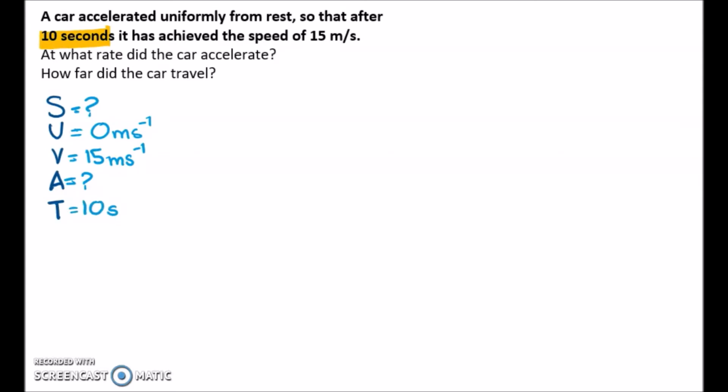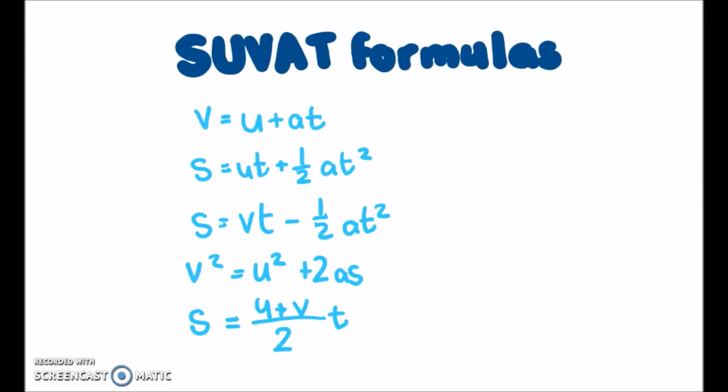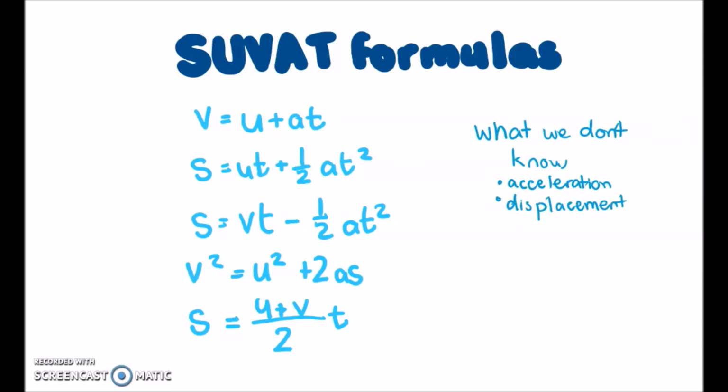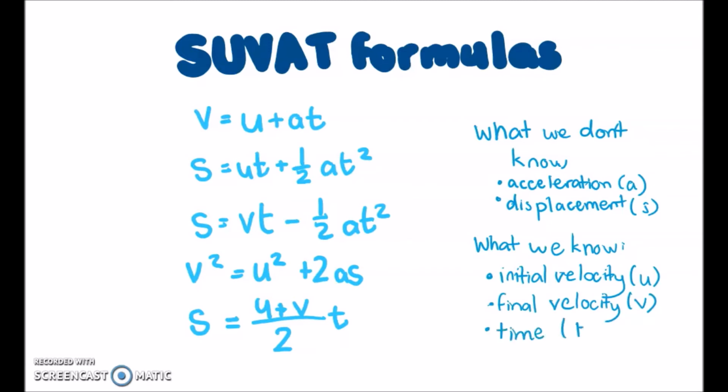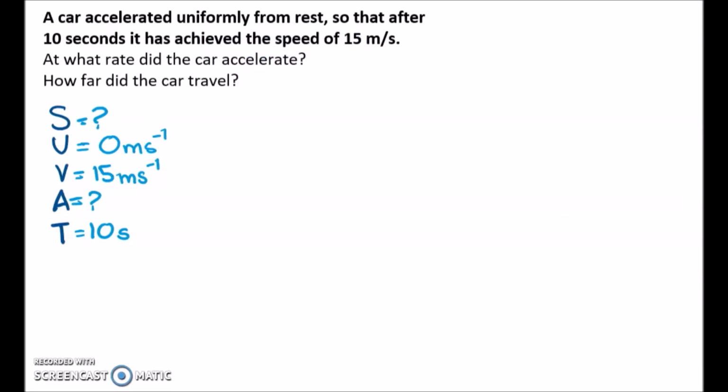The next step is to look at our list of formulas, and go, okay, what don't we know and what do we know? Well, we don't know the acceleration and displacement, and that's what we need to find, and we do know the initial velocity, the final velocity, and the time. So we're going to be working with those. Now to find the right one, all we need to do is go, okay, well we need to have A, U, V, and T in it, and that is the first equation, it has all of those things.